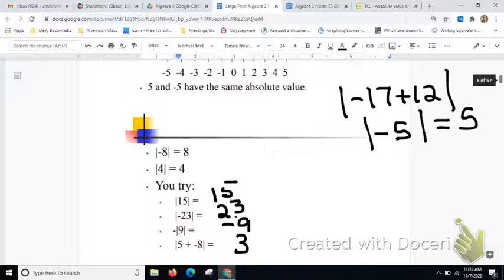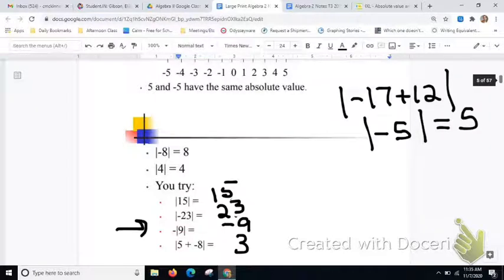All right, I got 15, 23, negative 9, and 3. So 15, 23, negative 9, and 3. So this third one is negative because the negative is on the outside of the absolute value. So it's like we're saying the opposite of that absolute value. Or you could think of it as negative 1 times the absolute value. So then it does force it to go back to a negative.